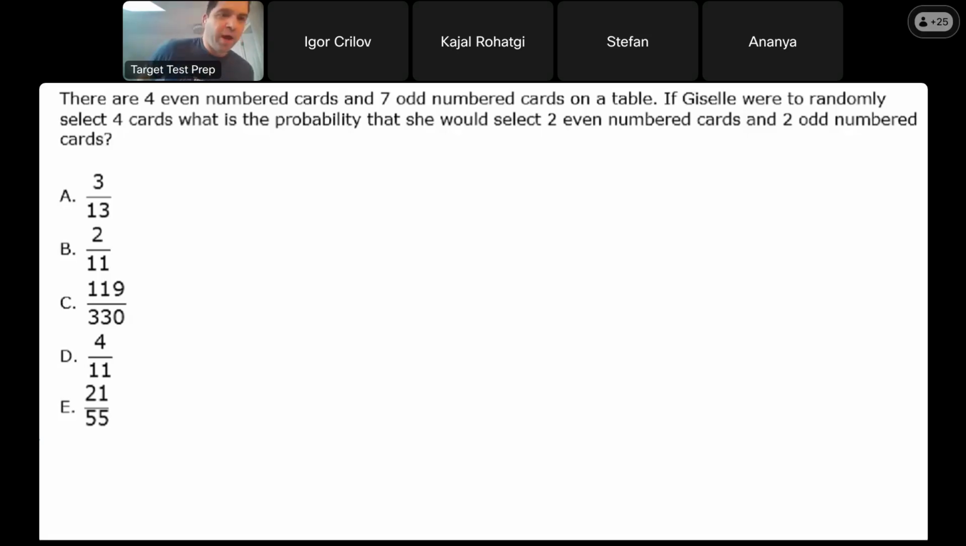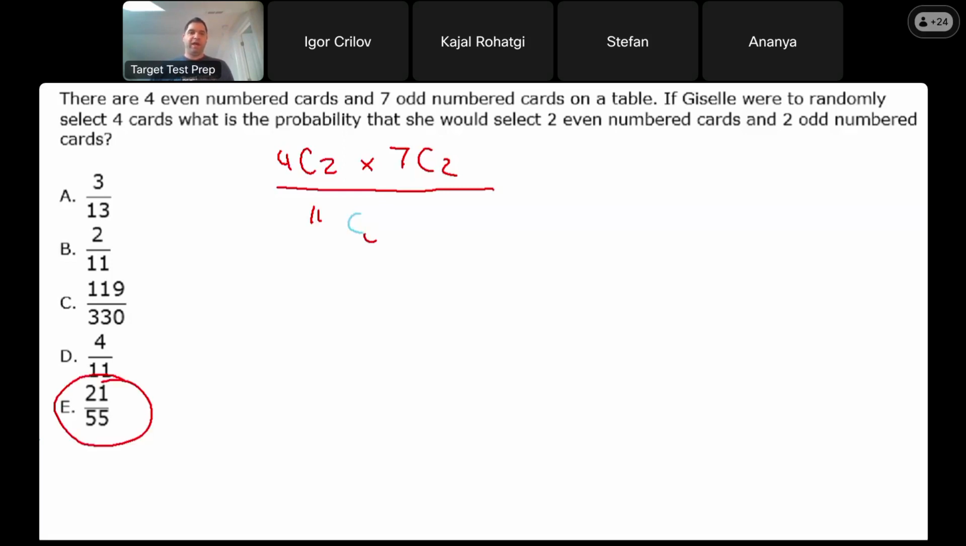All right, same deal, everybody, right? So 4 even numbered cards, 7 odd numbered cards, 2 even, 2 odd. So we're talking about 4 choose 2 times 7 choose 2 over 11 choose 4. And if you do that out, everybody got E, so I think you guys are good there. So I think everybody has some insight into this process. It ends up equaling 21 over 55 after everything is reduced. So that's a great way to deal with these.